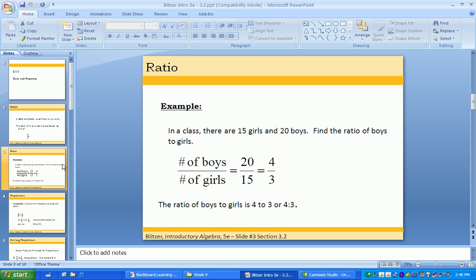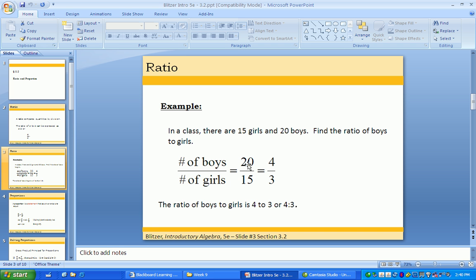Here's an example. In the class there are 15 girls and 20 boys. Find the ratio of boys to girls. So we have to make sure to get the number of boys on top, because it's boys to girls, so boys colon girls. The boys has to be on top, the girls has to be on bottom. There are 20 boys, 15 girls.